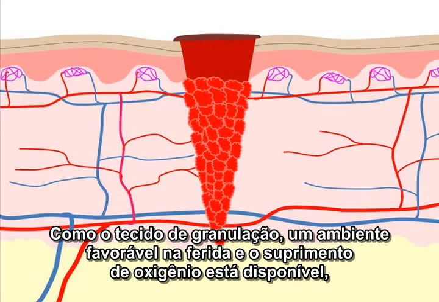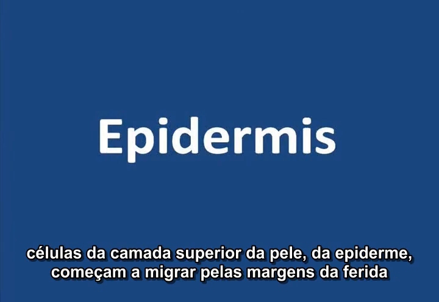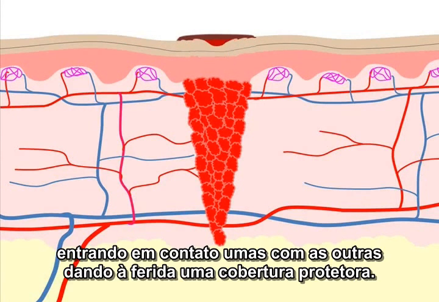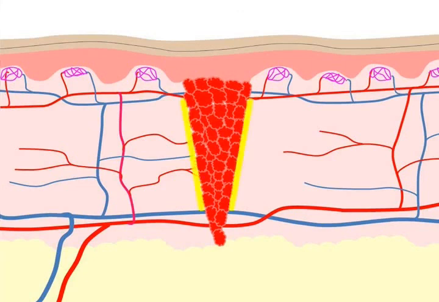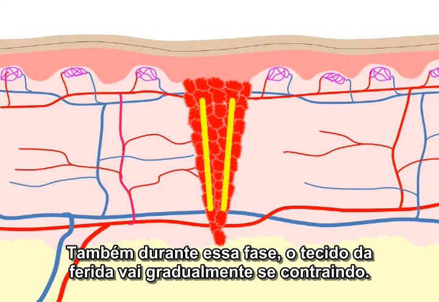As granulation tissue makes its way into the wound and an oxygen supply becomes available, cells in the upper layer of the skin, the epidermis, begin to creep across the wound until they come into contact with each other. This provides the wound with a top coat of protective skin cells. Also during this phase, the edges of the wound are gradually pulled together.